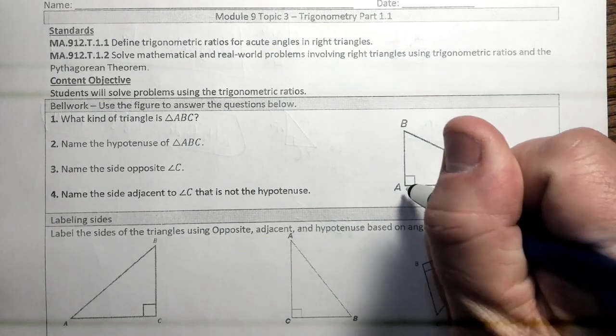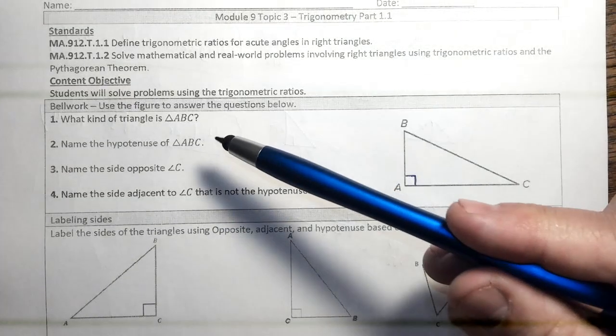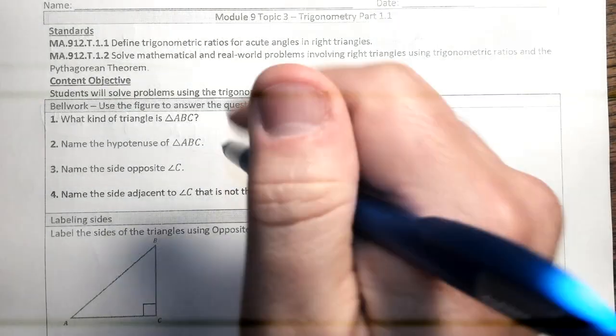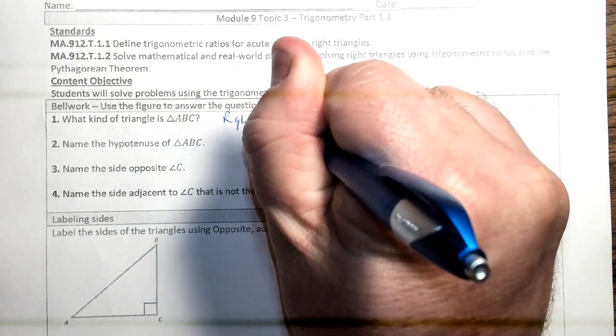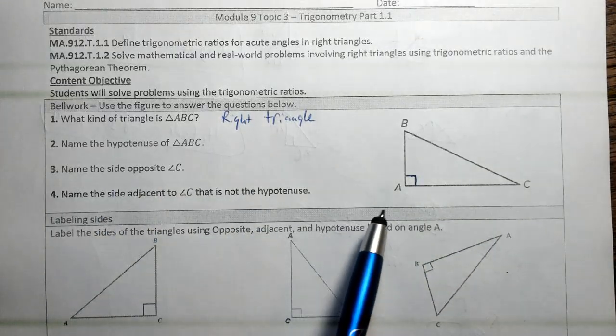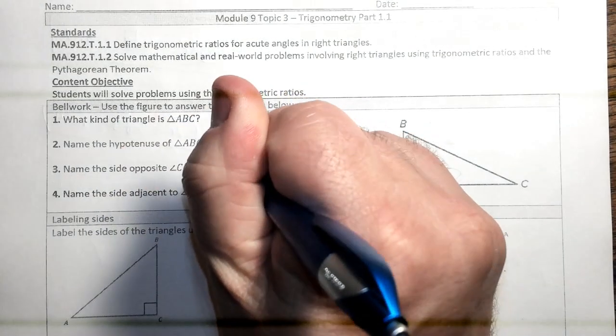All right, so our bell work. This is like easy peasy. So, number 1, what kind of triangle is this? Hopefully you said right. Okay, number 2, name the hypotenuse of triangle ABC. Well, it would be right there, BC.